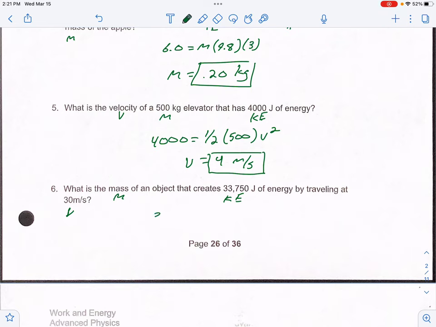So I have 33,750 joules equals 1/2 my mass. I don't know, I'll leave it as M, and my velocity is 30 squared. So get M by itself, and I get a mass of 75 kilograms.